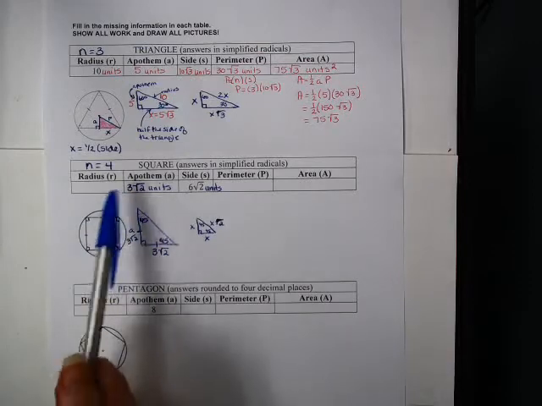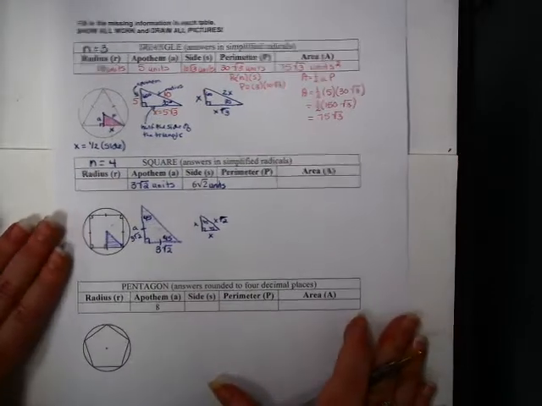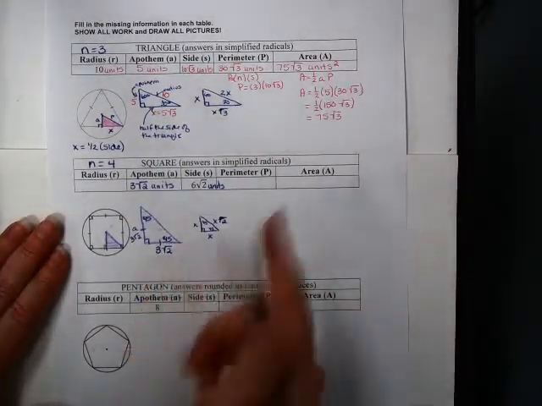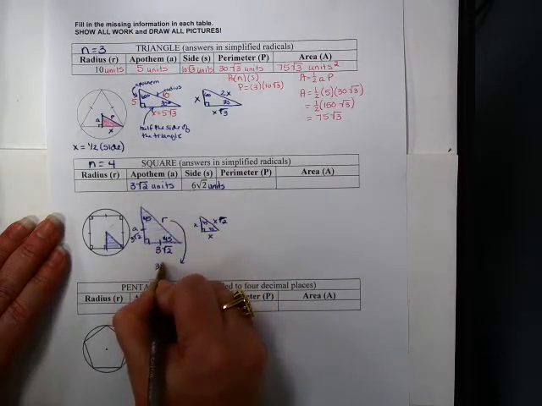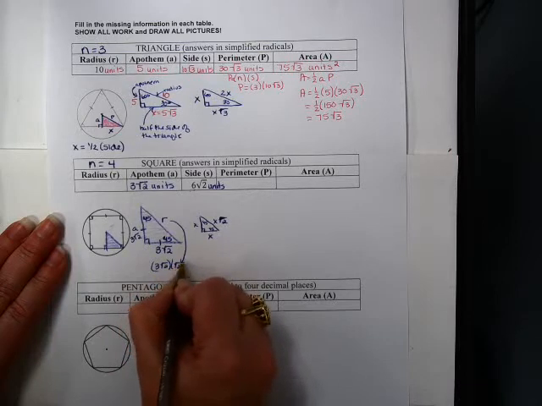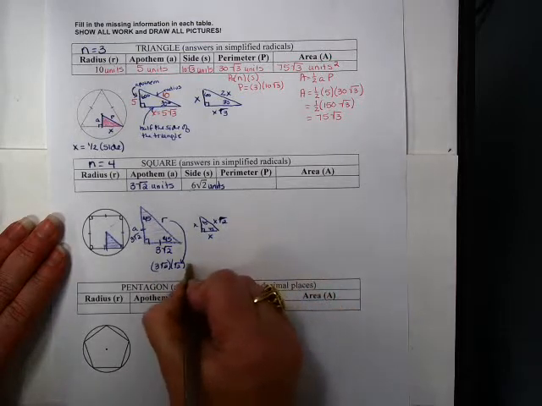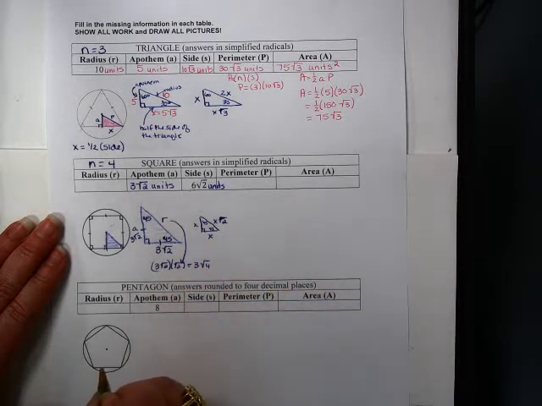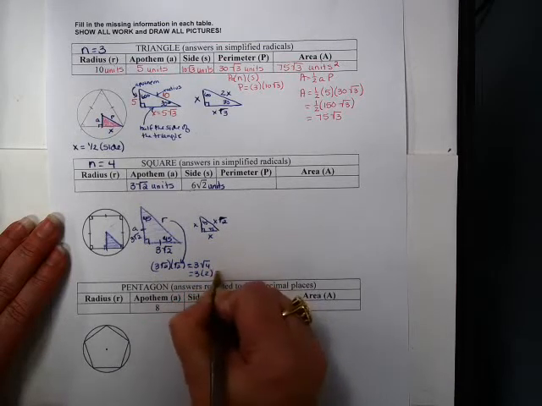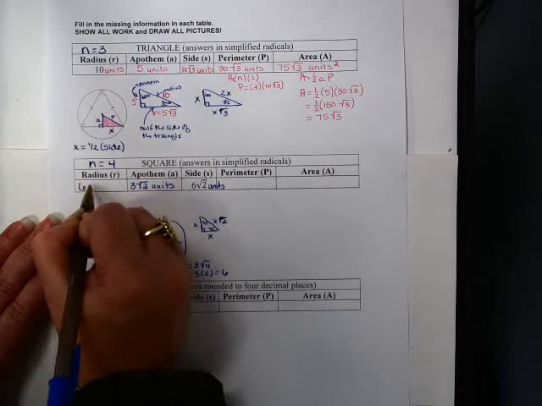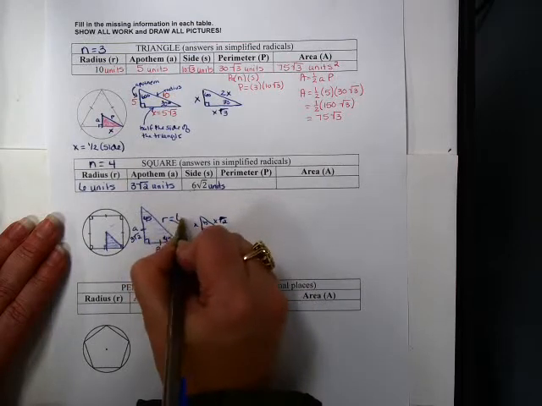Alright, and so the next thing that I can find is my radius. Here, if I know that this is 3 rad 2, all I have to do is take my side length, which is 3 rad 2, and multiply it by rad 2. Well, you multiply the insides of the radicals together, so that's going to be 3 rad 4. And we know that that reduces to 2, so that's just going to be 3 times 2, which is 6. So my radius is 6 units. Okay, so this equals 6.